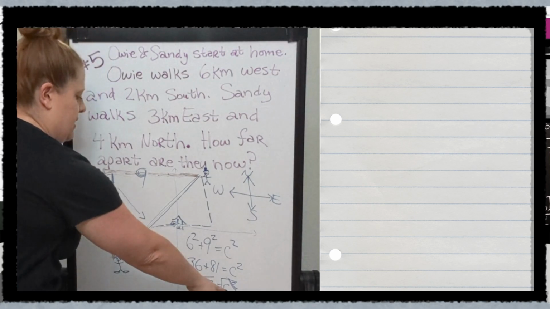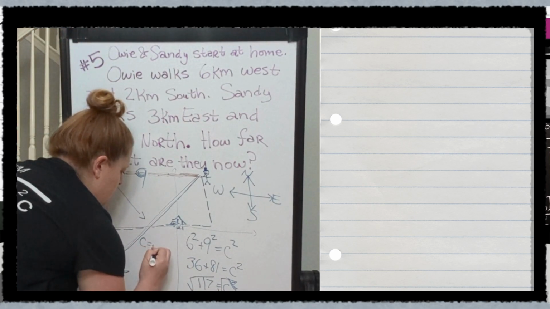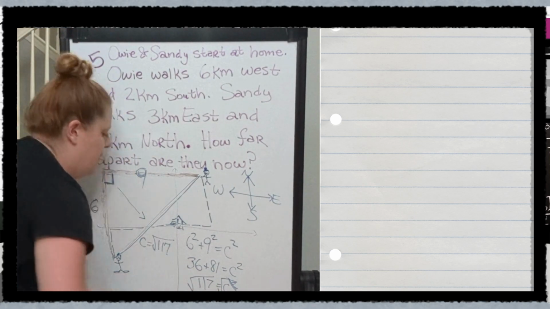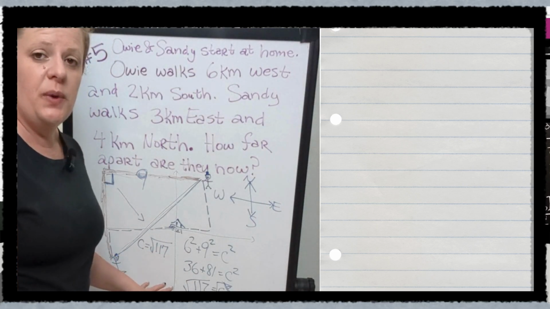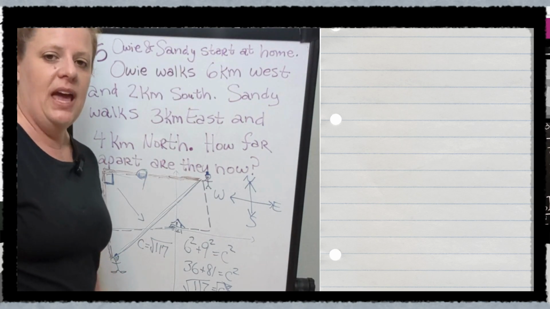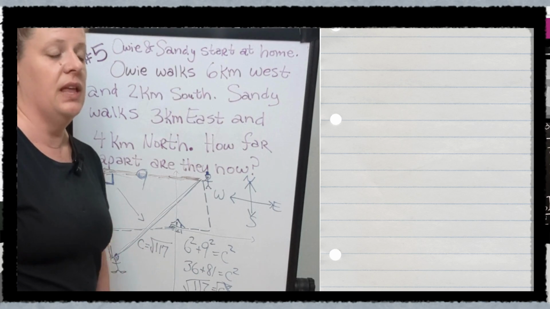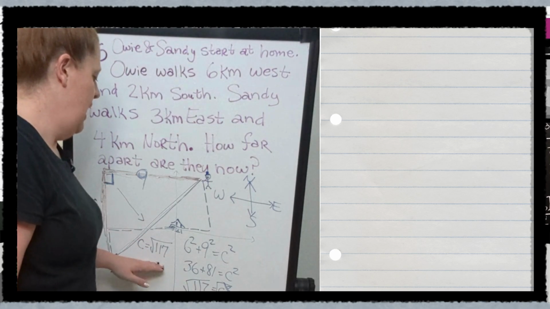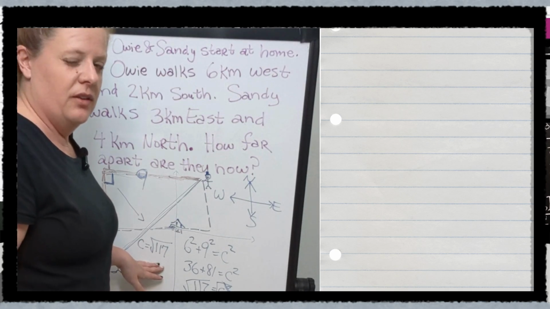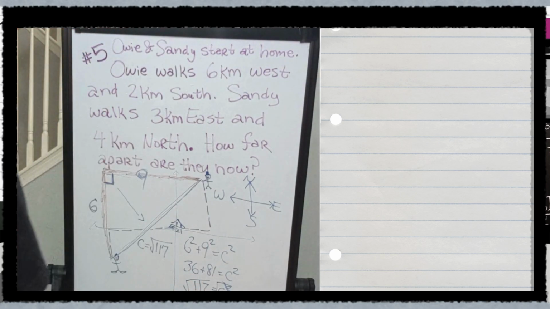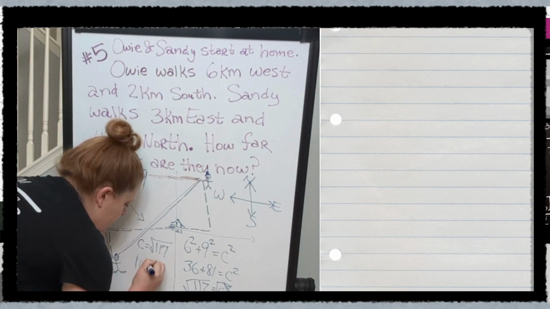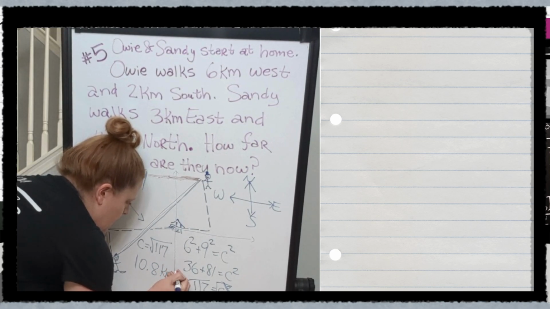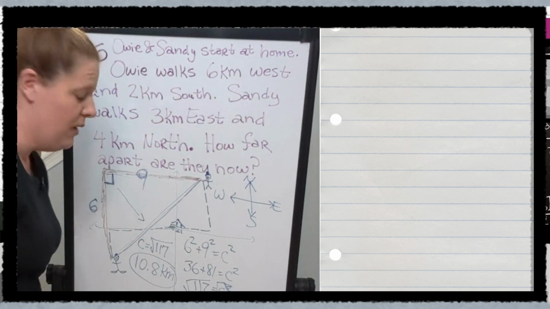My answer ends up being c equals the square root of 117. That's not a perfect square. The closest that would come to that is 121, which is 11 squared. So I'm going to guess this is about 10, a little bit more. Let me grab the calculator and figure that out for you. Okay, and that's going to be 10.8. 10.8 kilometers is our answer. That's how far apart we are now.